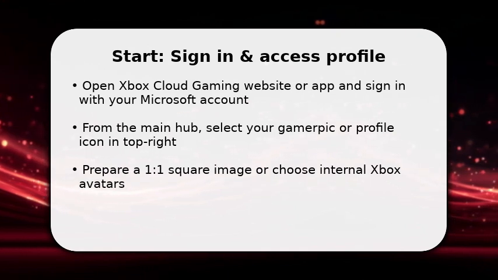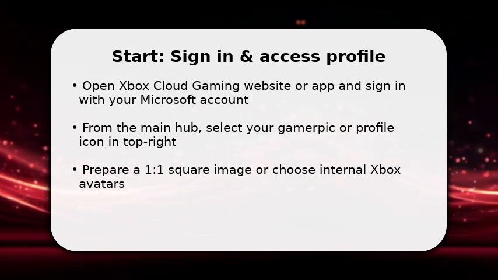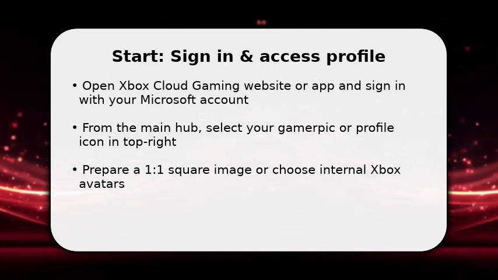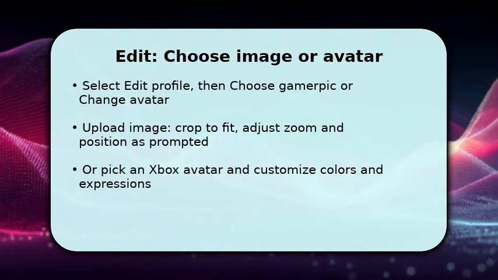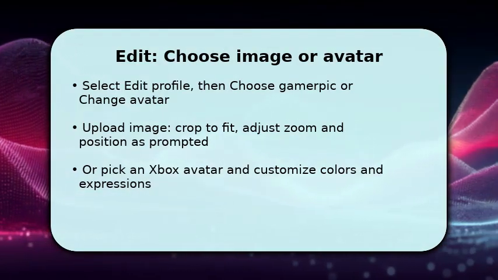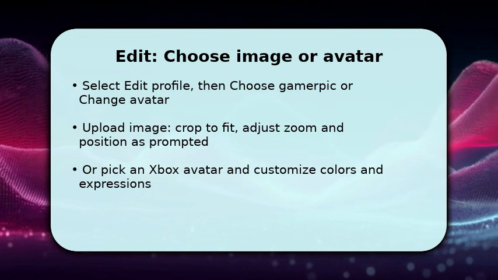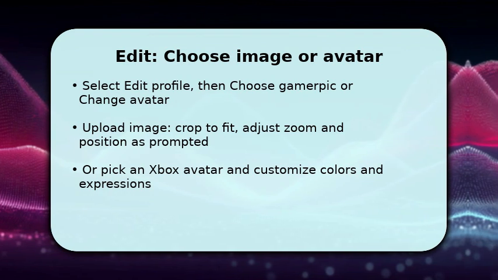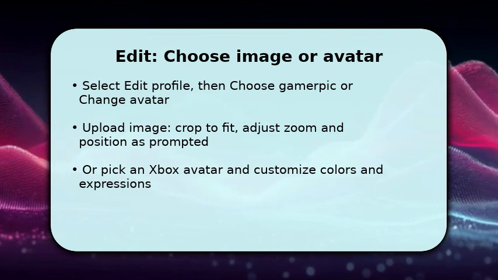You're initiating the change now. Follow the on-screen prompts to reach the profile editing options so you can swap or edit your picture. You'll now choose whether to upload a custom image or use an Xbox avatar. If you upload, select Choose Gamerpic, then pick the file. Adjust crop, zoom, and placement so the face or logo sits centered.